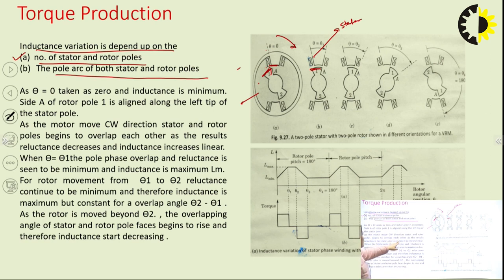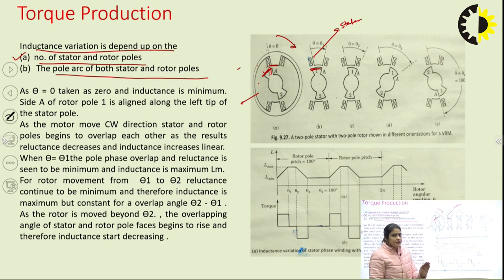You can see both the stator and rotor overlap. As a result, reluctance decreases. So from here to this position, you are getting changing reluctance. When it is at this position, the reluctance is maximum and the inductance is minimum. When it goes clockwise to the theta 1 position, the whole rotor pole goes under the stator pole, so from here to theta 1 position, the variation will be there, right?